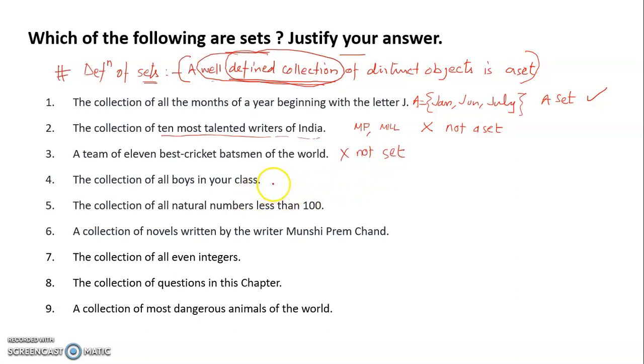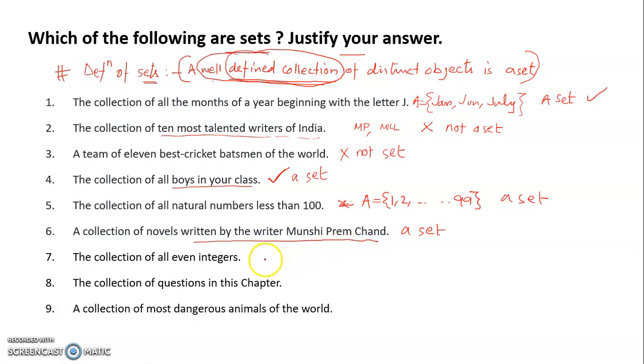The collection of all boys in your class is definitely going to be a set because it is very well defined. It doesn't matter who counts it, the number of boys is going to come out the same. So it is a set. The collection of all natural numbers less than 100. If I start writing this collection, it is 1, 2, 3 up to 99. Very well defined, so again it becomes a set. The collection of novels written by Munshi Premchand is definitely a set because it is very well defined. All the novels written by Munshi Premchand are going to come up in this collection.